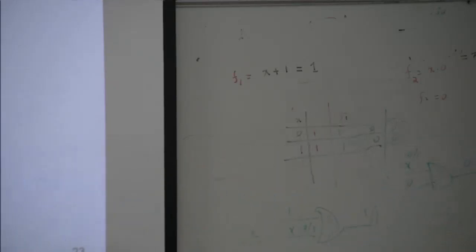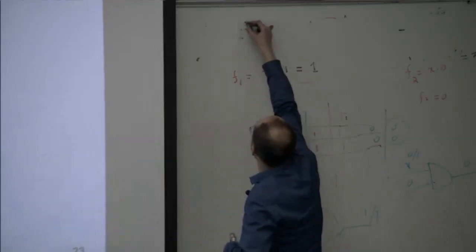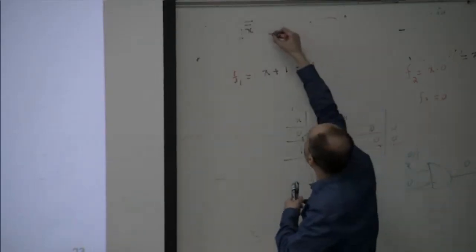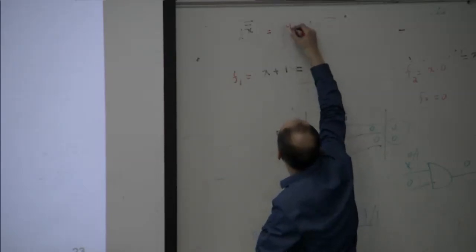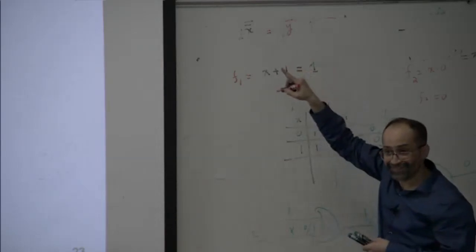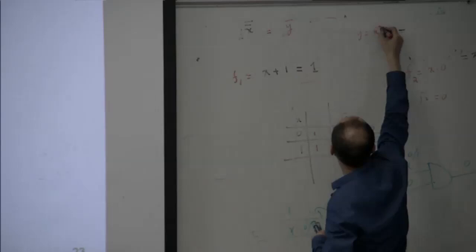Now we have another theorem. We call this the involution theorem. So we say x double bar. Can we write it like this? x is equal to f of y bar. What is y? y is now x bar, and then y is equal to x bar.